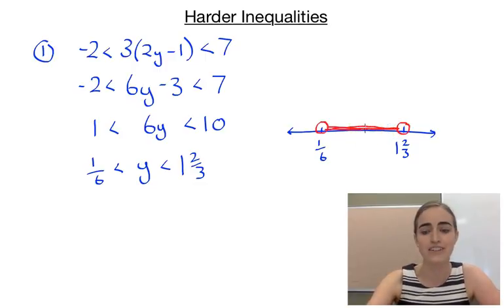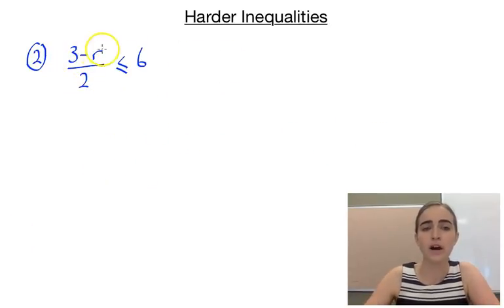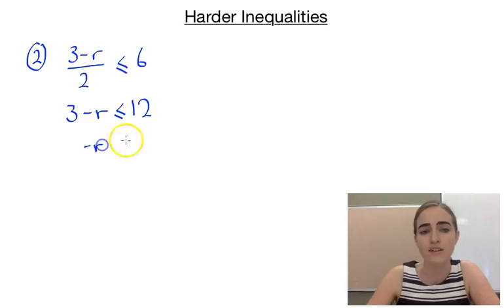All right, let's have a look at another example. In this one, we've got 3 minus r over 2 is less than or equal to 6. Let's go through and solve. Let's get rid of the divided by 2, the denominator of the fraction, first. So we'll times both sides by 2. We have 3 minus r is less than or equal to 12. Then to get rid of this 3, because it's a positive 3, we'll subtract 3 from both sides. We're left with minus r is less than or equal to 9.